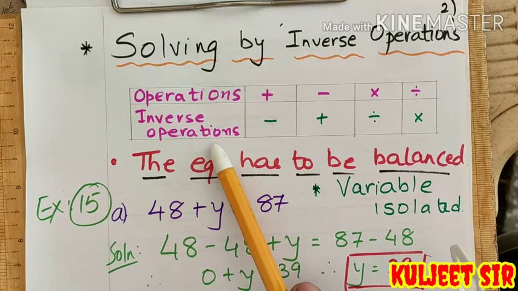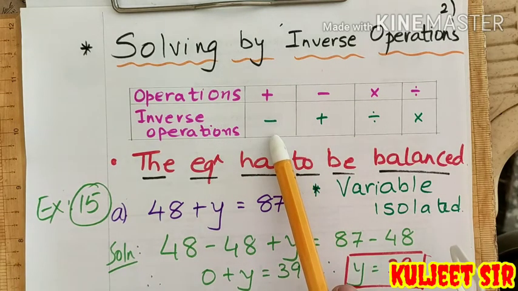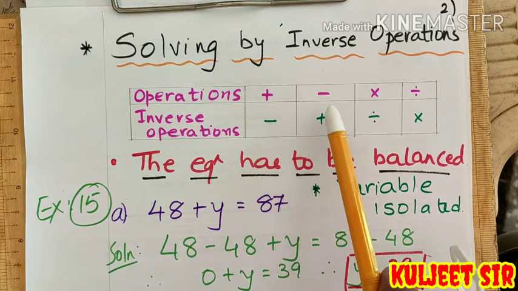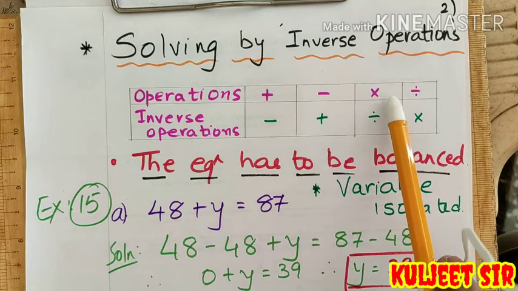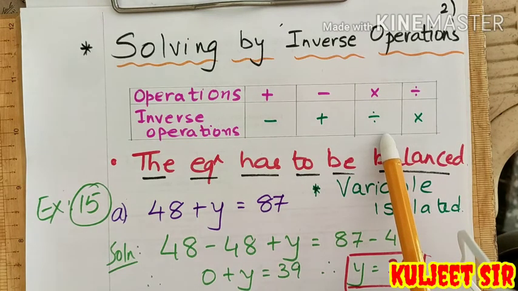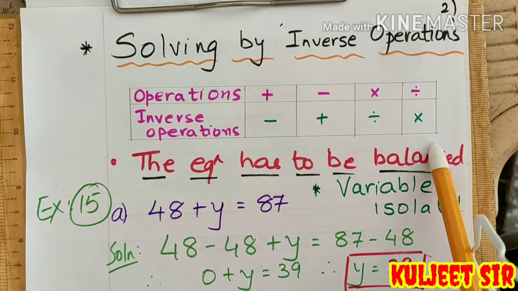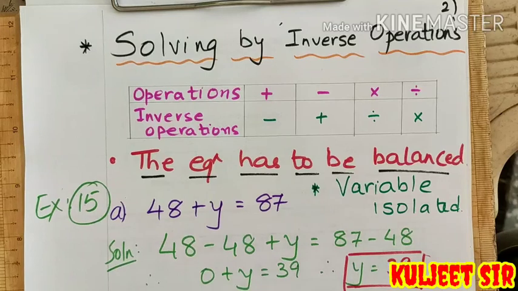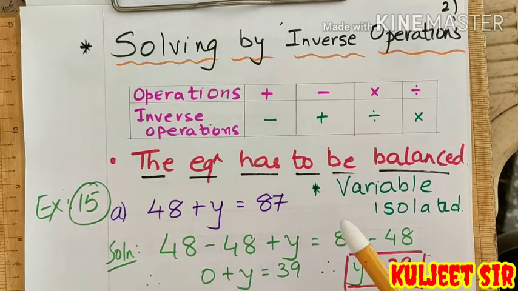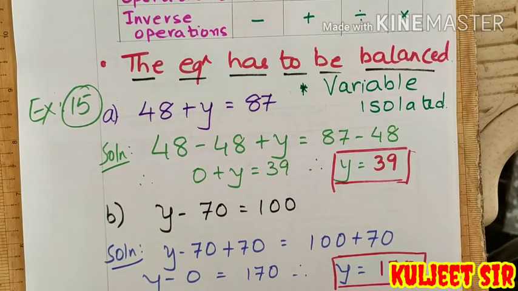Now we again get back to the method. Whenever there is a plus sign, we have to put a minus sign. So it becomes reverse. Whenever there is a minus sign, we have to take a plus sign. Whenever there is a multiplication sign given in the question, we have to divide it. And whenever there is a division sign, we have to multiply it. So in short, the equation has to be balanced and the variable to be isolated. This becomes very easier and clearer when we solve with the examples.